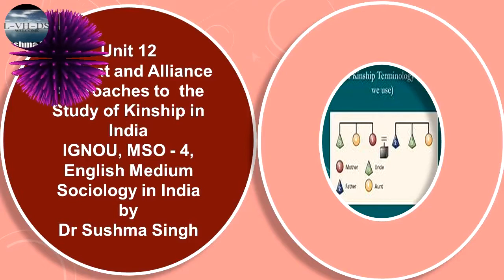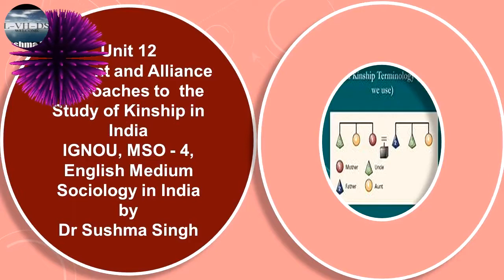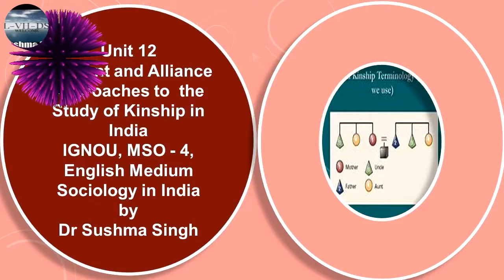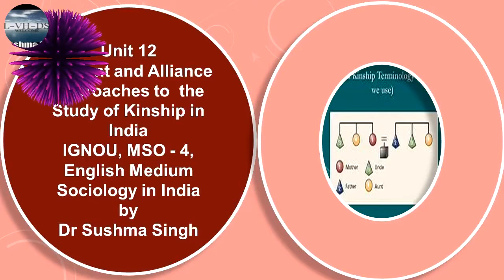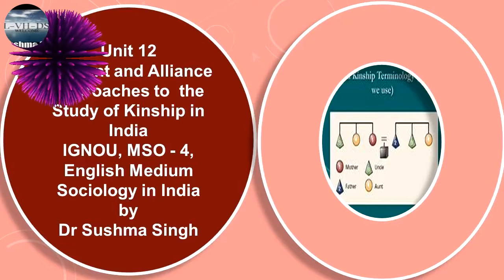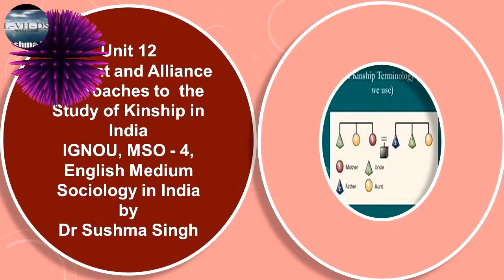Sociologists have described, compared, and analyzed the kinship related findings from various regions of India. We may classify these approaches to the study of kinship under two headings. First, the ideological approach, and the second, the anthropological or sociological approach. Let us discuss each of the two approaches. The first is the ideological approach.